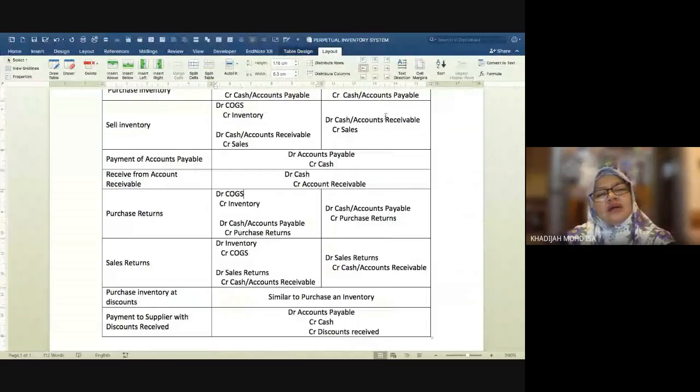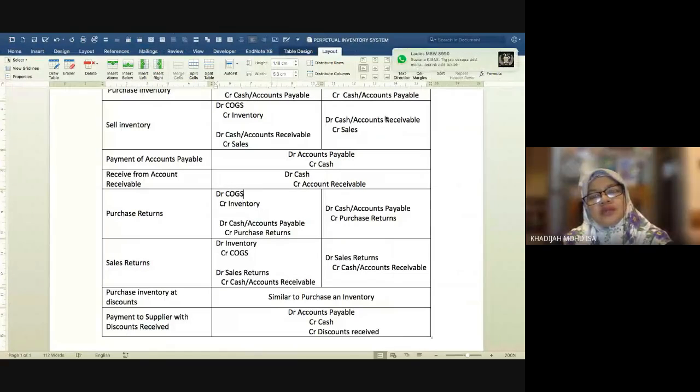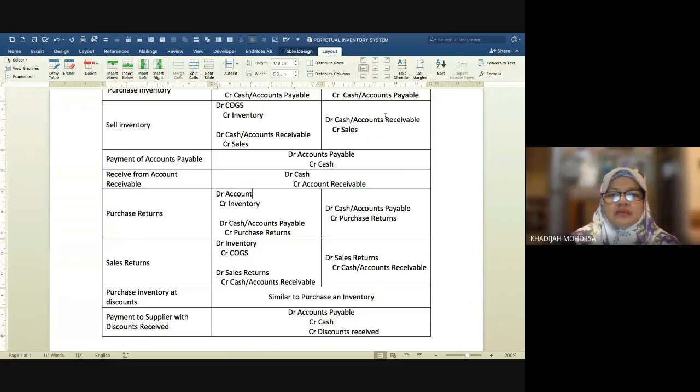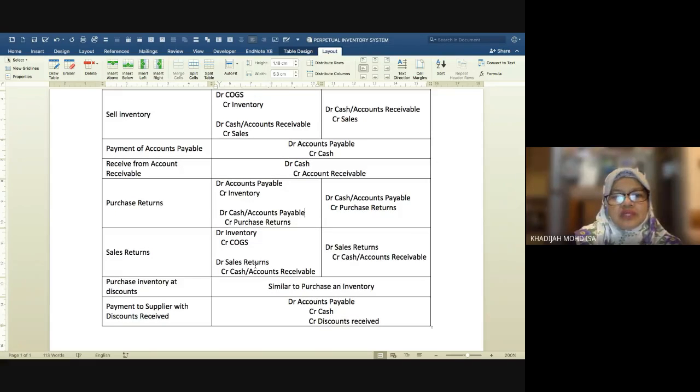So when you return your purchase, of course you credit your returns and debit your accounts payable. Which one? I'm not sure. I have to check for that, because if you have a sales return, you debit your sales return, credit your cash or accounts payable. So here, purchase return, this one is correct. The other one is debit inventory, credit. Okay, this one is COGS just now, the other way around.